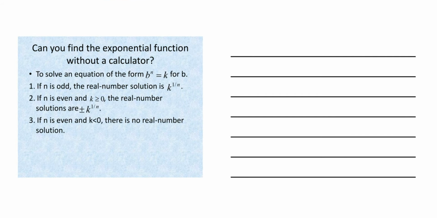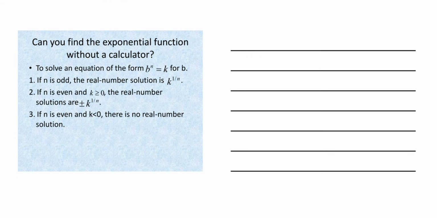The next question is, can you find the exponential function without a calculator? To solve an equation of the form b to the n equals k for b: 1. If n is odd, the real number solution is k to the 1 over n. 2. If n is even and k is greater than or equal to 0, the real number solutions are plus or minus k to the 1 over n. 3. If n is even and k is less than 0, then there is no real number solution. So in other words, what happens when you solve for your particular value of k? So what your k turns out to be in either case scenario.